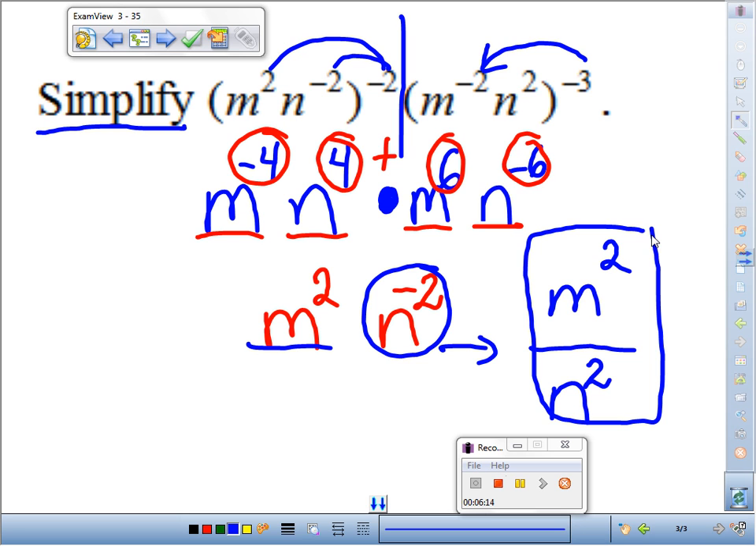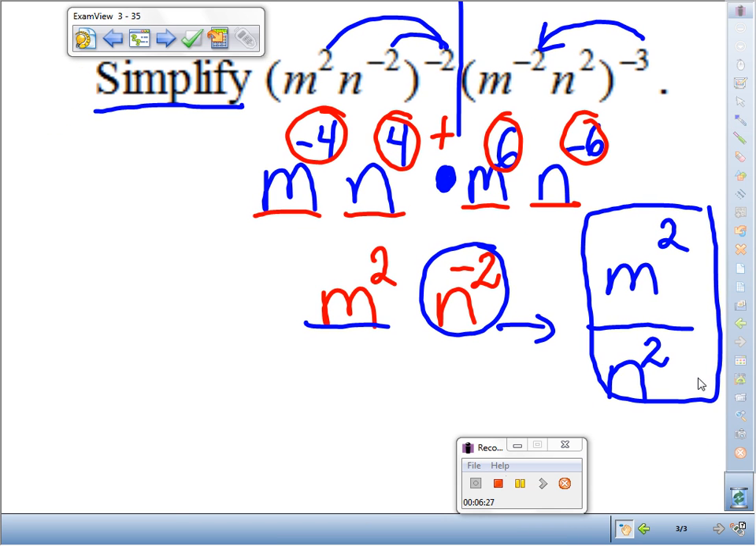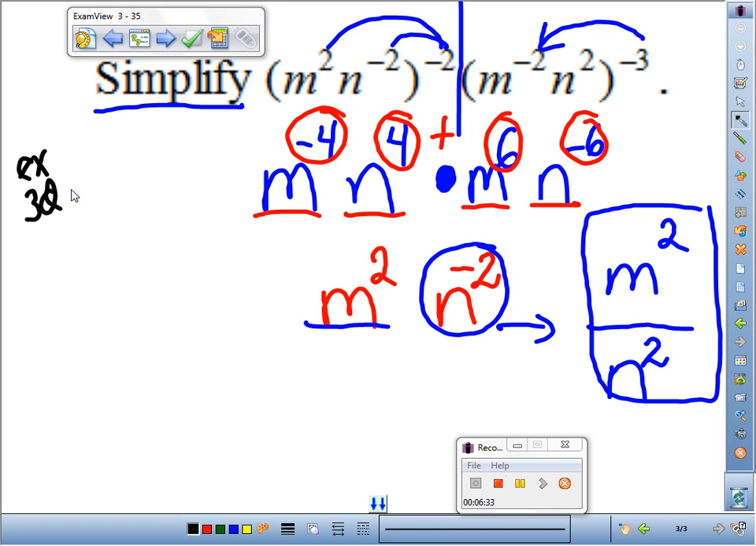Yes? Yes, Mr. Q. All right, good. Let's do another one of these on your scratch paper. Label it example 3Q.